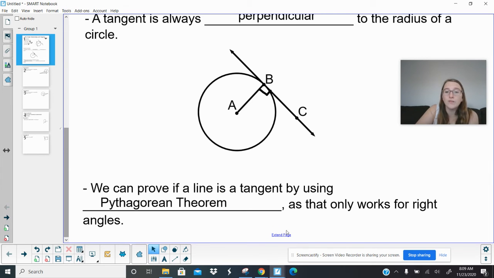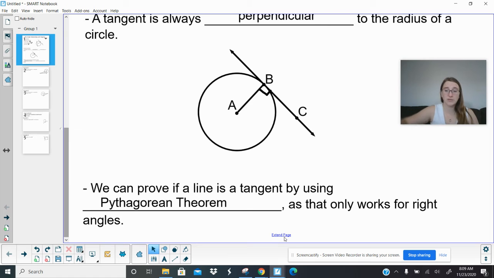So we can prove if a line is a tangent, which is what we're going to do. They're going to ask, is this line tangent to the circle? By using Pythagorean theorem, a squared plus b squared equals c squared, because that only works for a right triangle. That only ends up where a squared plus b squared actually does equal c squared.